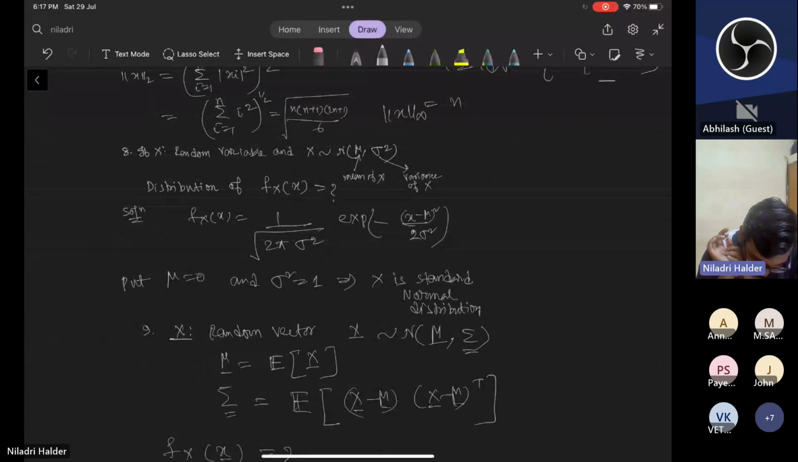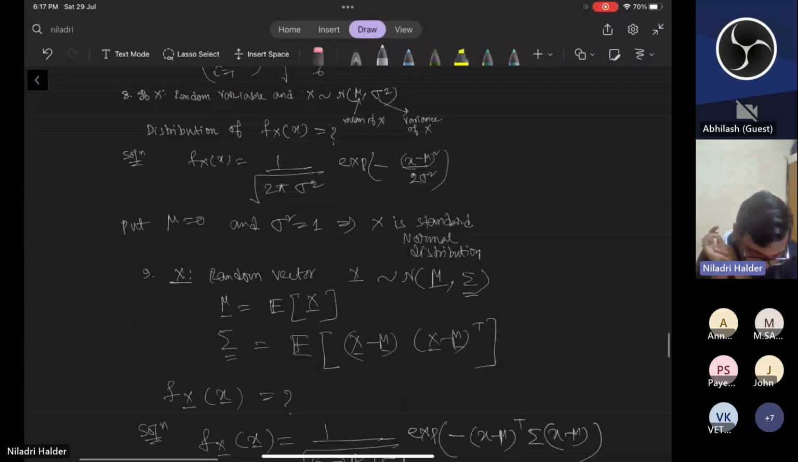So after that, it's just a normal distribution. I write down the normal distribution PDF, the probability distribution function of a normal distribution, that is 1 by root 2 pi sigma square, exponential of minus of (x minus mu) square by 2 sigma square, where mu and sigma square are the mean and variance of x.